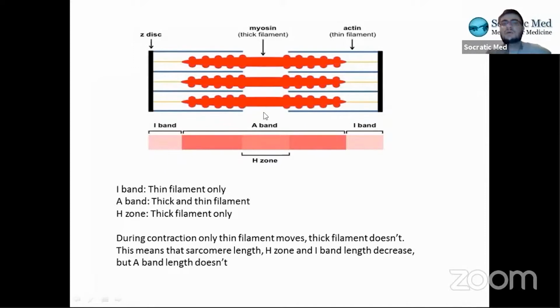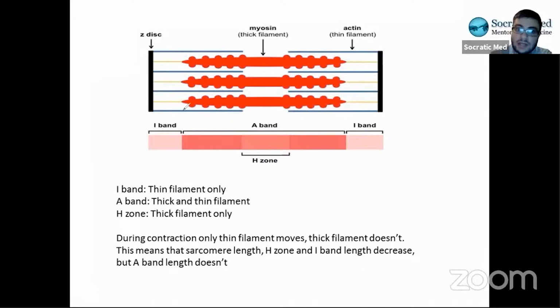In the H zone, there's only these red thick filaments. There's none of these blue lines, okay? An important note is that during contraction, only the thin filament moves and actually contracts. Thick filament doesn't. This means that during contraction, sarcomere length, H zone length, and I band length decrease, A band length doesn't. So let's explain that.